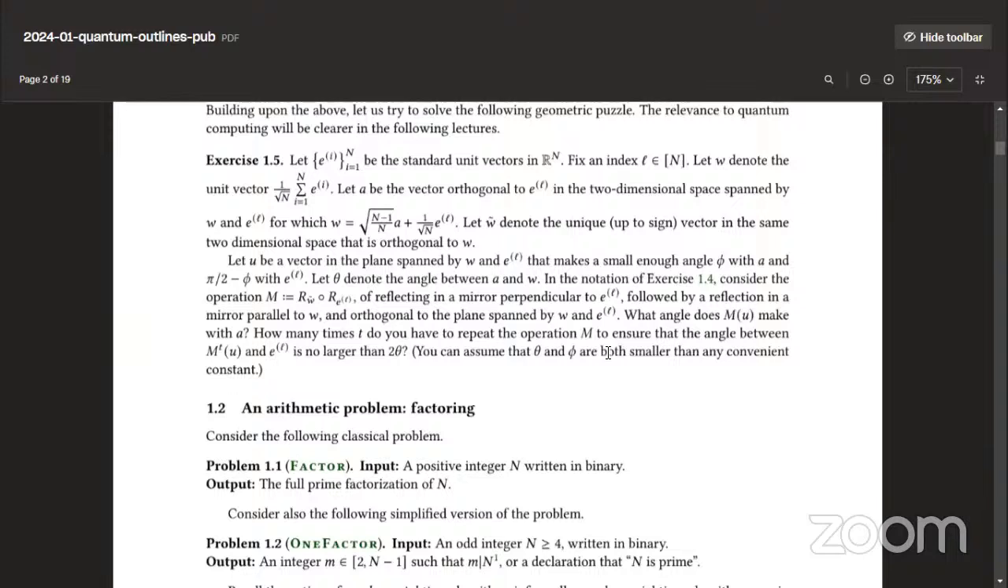Okay, so capital N, just think of it as 2 to the n. So you have the standard unit vectors in R to the n, which fix an index L in n, and W is the unit vector which is like just the uniform addition of all the vectors. Okay, so what's the length of W? What is the length of W? 1.